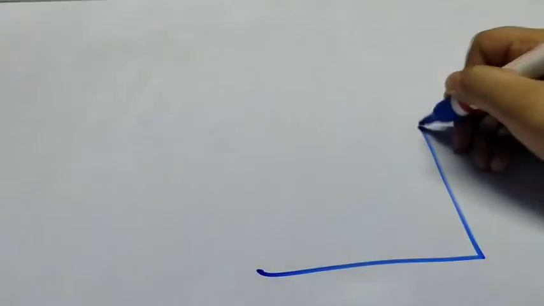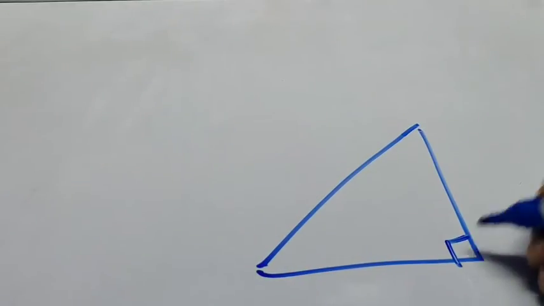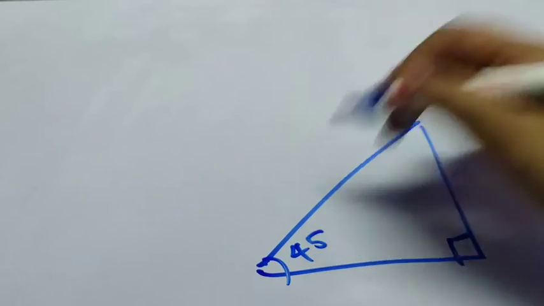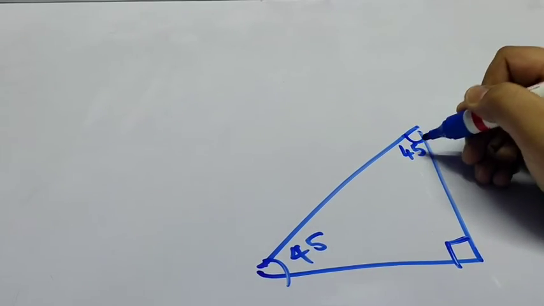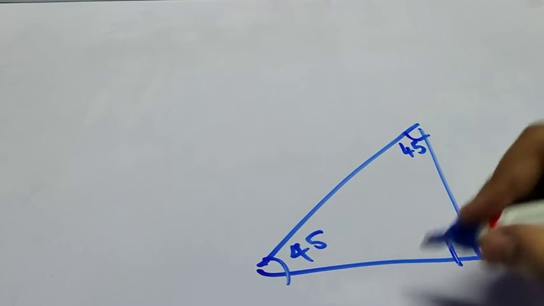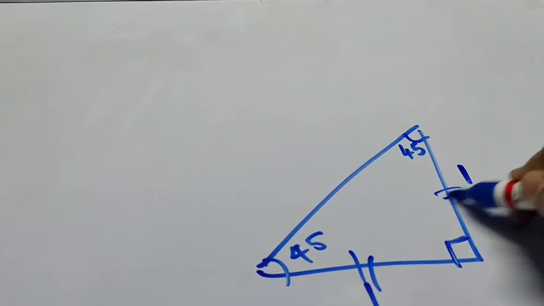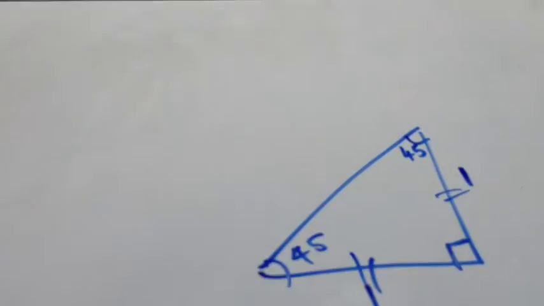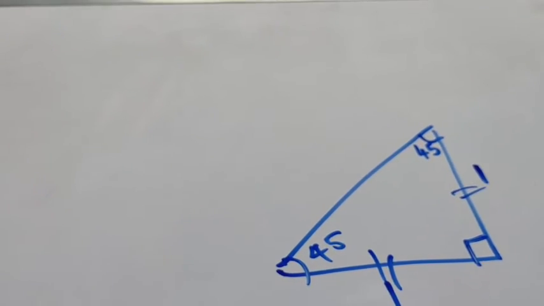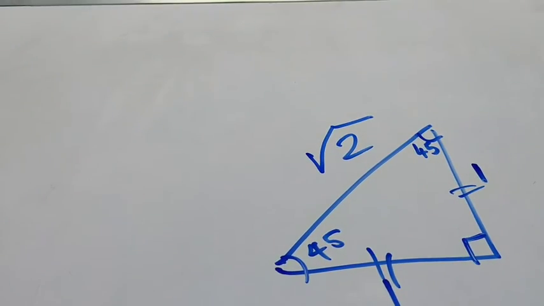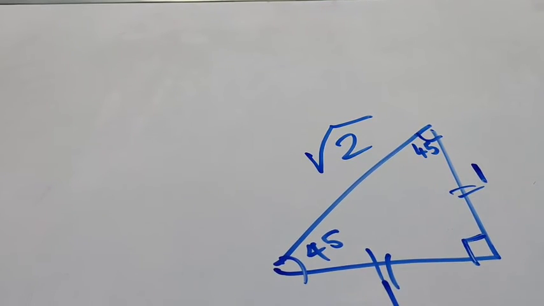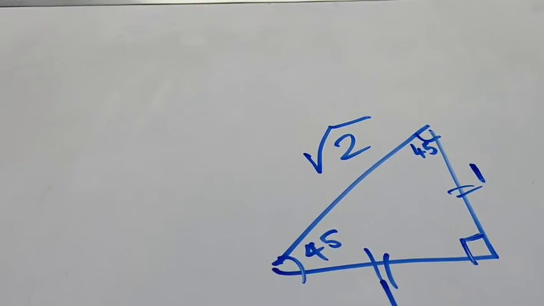Now we have talked about 30, 60, 90. Now we'll be talking about the 45, 45, 90 degree triangle. Let's assume that the sides having 45 have a value of 1. So this will be 1, this will also be 1, and this side, which is the hypotenuse, automatically will become root 2. And as you calculated the values for 30, 60, 90, you also calculate the values for 45, 45, 90. It's really easy.